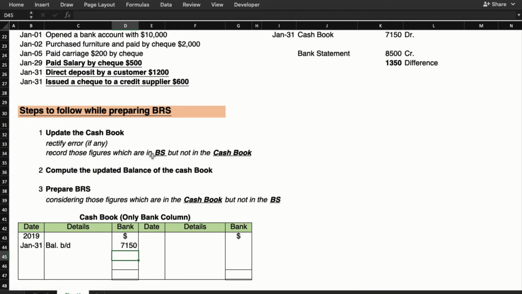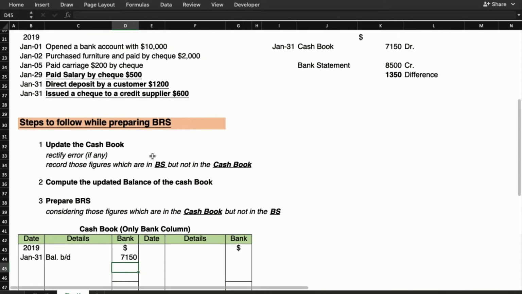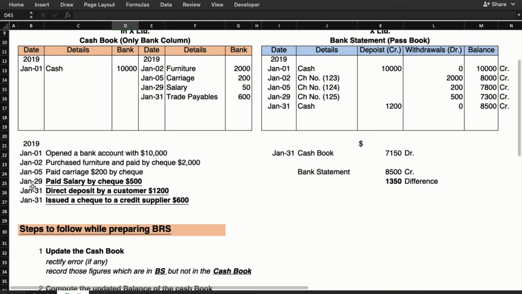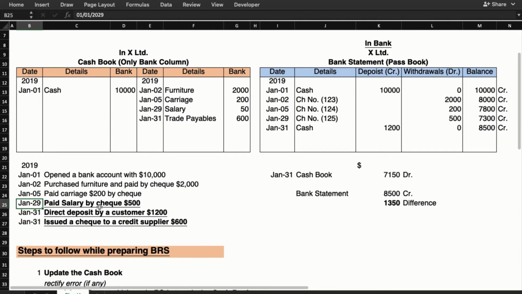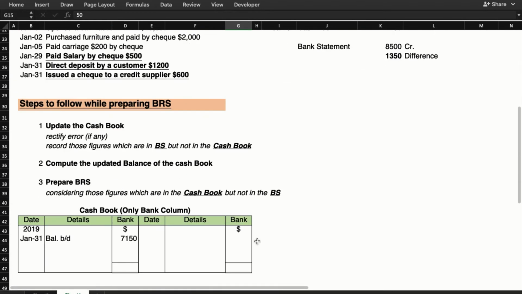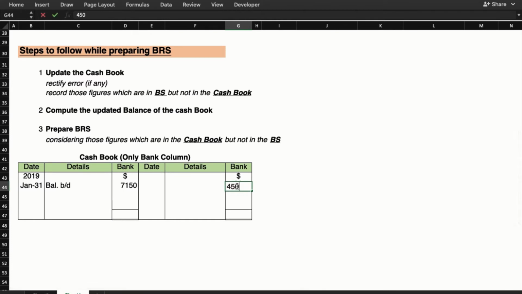Now we need to rectify the error if we have done any error in the cash book. So yes, here we have one error. Transaction number 4. We paid salary by check $500, but in the cash book, in the bank column on the credit side, we recorded only salary with $50. So I entered 450 less here, it means. So now I will enter that 450 in order to rectify that error. So 2019 Jan 31st, and I will write here error corrected. So point 1 is done.